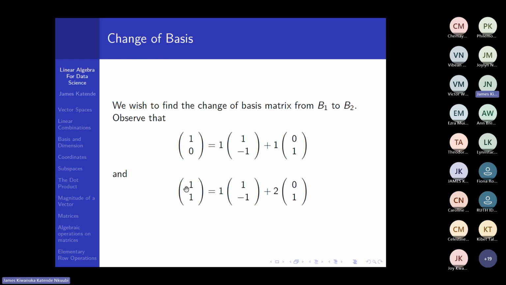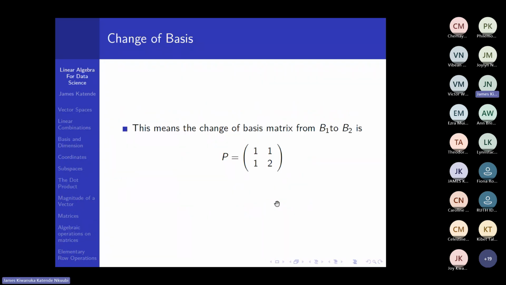Now the second vector in B1 is (1, 1). You can write it as a linear combination of the basis vectors in B2, again with the coefficients 1 and 2. So now we can extract our, remember, these coefficients (1, 1) will make up the first column of our change of basis matrix. (1, 2) will be the second column of our change of basis matrix. And here it is. We've set it up.